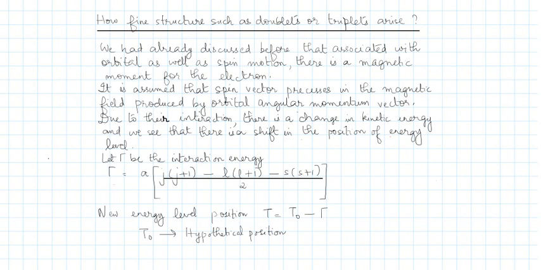So, we are telling that without this magnetic field, the energy level would have taken a particular position. And due to the presence of this magnetic field and the interaction of spin vector with this magnetic field, the energy level of the electron shifts a bit. And how much it shifts is given by gamma. So the position of the new energy level would be T0 minus gamma. T0 is a hypothetical position, which tells you that if there were no magnetic field and no such interaction, the energy level would have been somewhere here. Due to the interaction, the energy level changes, the magnitude of the change is given by gamma, and the position of the new energy level is given by T.